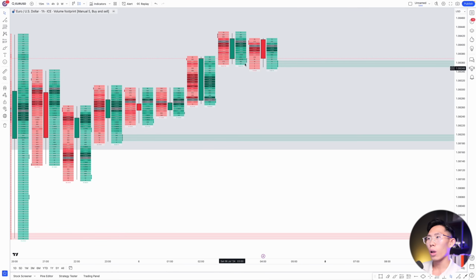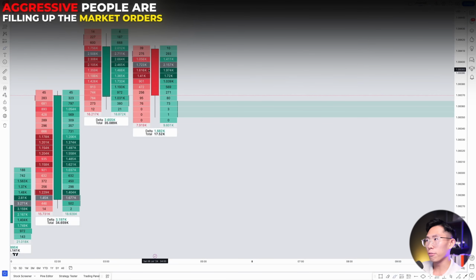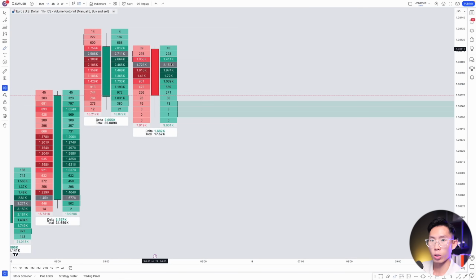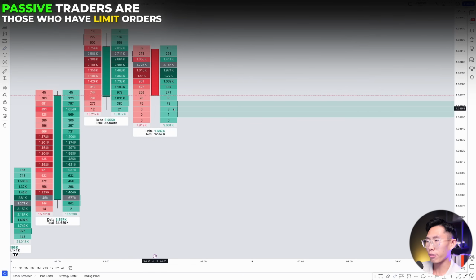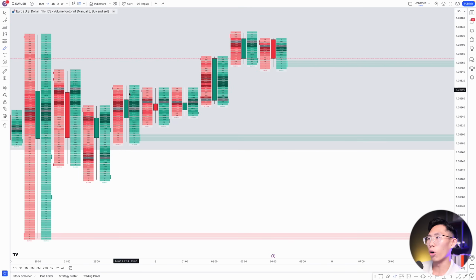So you just need to understand that what this footprint chart does is that it tells you who is more aggressive and who is more passive. Now, the aggressive people are the ones filling up the market orders, right? They don't care about what price the market is at right now. They just want to enter the trade. Those are the aggressive traders. And then the passive traders are the ones that have their limit orders, right? They have their buy limit orders, they have their sell limit orders. They are not as aggressive as the aggressors. And that's basically what footprint does. It shows you who is more aggressive, who is more passive. And like I said, the higher the number, the more aggressive the trader is. And like I said, most importantly, you just want to focus on the volume at the point of interest.